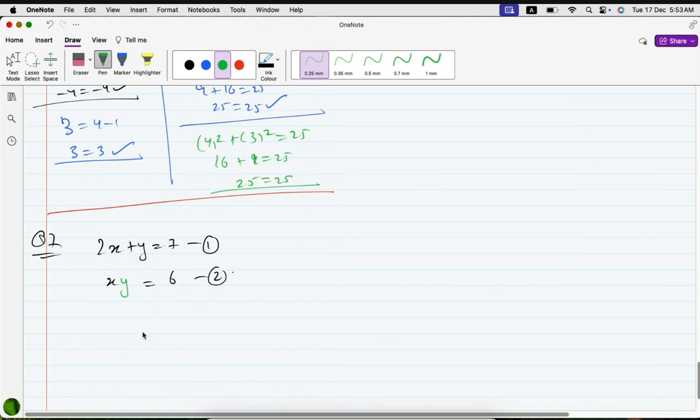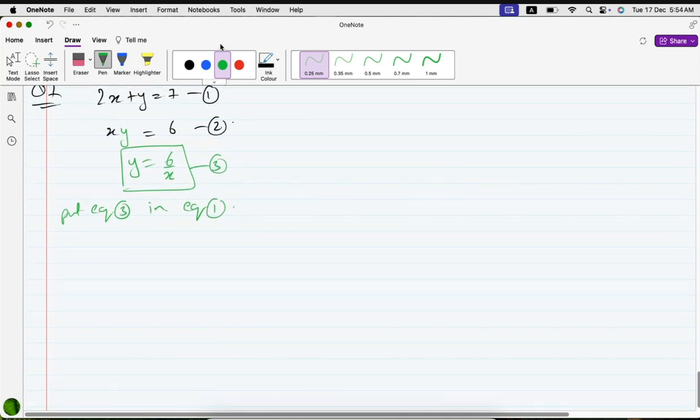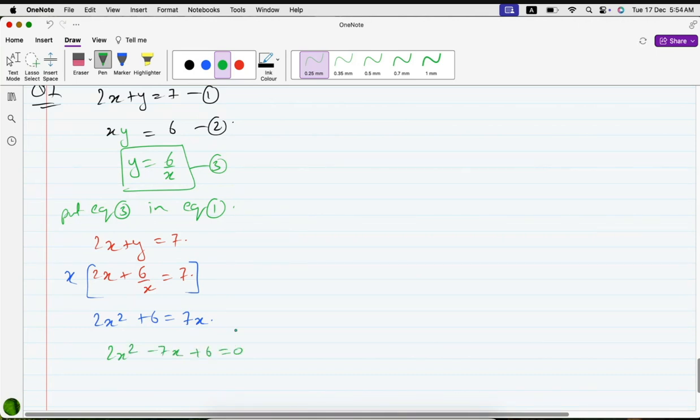This time I'm picking up the second equation, the curve part. y is equal to 6 over x is the third equation. Put equation 3 in equation 1. So 2x plus y is equal to 7, 2x plus 6 over x is equal to 7. Multiplying the whole equation with x, we're left with 2x square plus 6 is equal to 7x. 2x square minus 7x plus 6 is equal to 0.